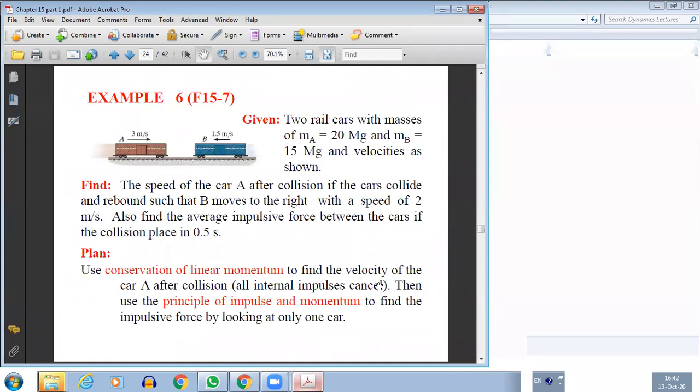Somebody has asked, does momentum have direction? Yes, momentum has direction because momentum is mass times velocity. Mass is a scalar quantity, but velocity has a direction, so momentum also has direction.